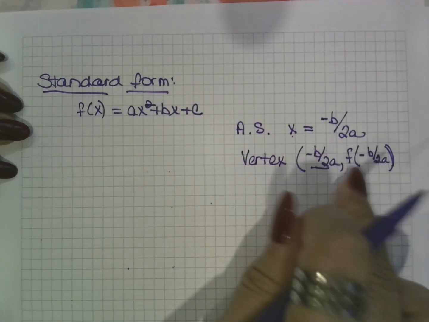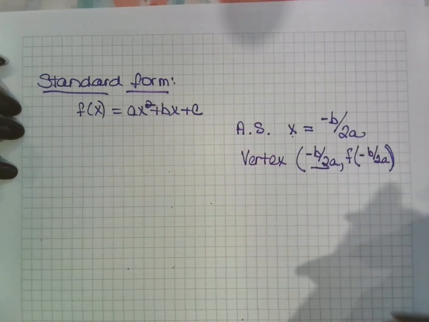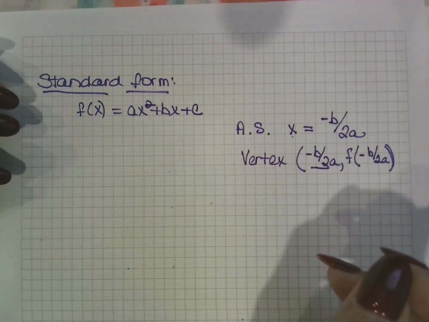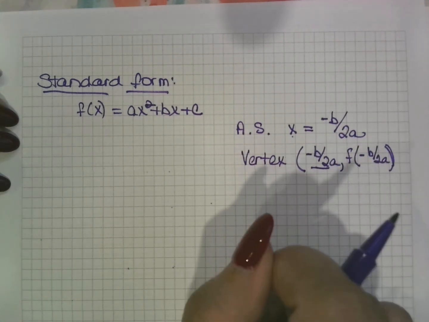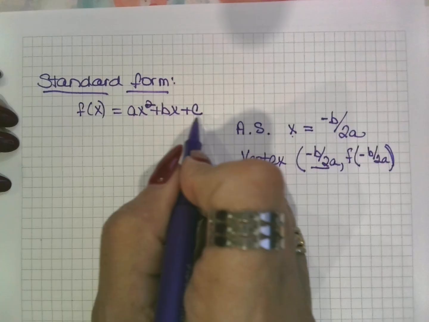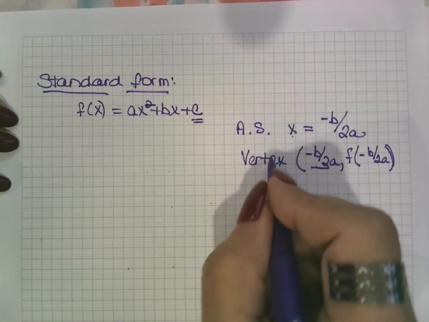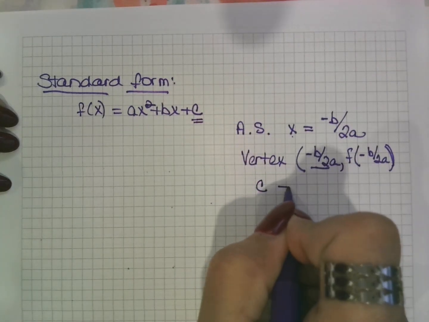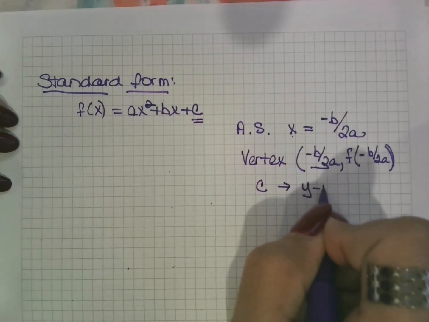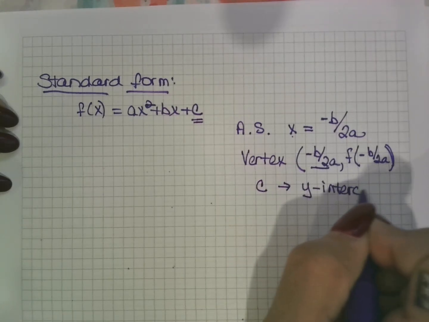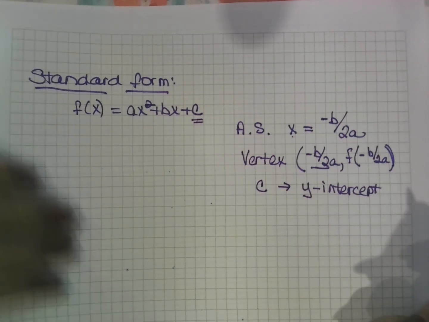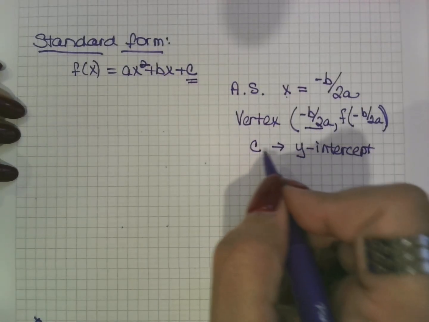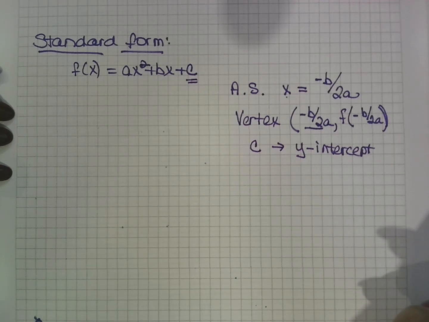Again, don't worry too much about this. I'm going to show it to you and how to do an actual problem. So for now, just take my word for it. And then this C out here is our y-intercept. That is where the function is crossing the y-axis. Okay? So it's going to be at 0, comma, whatever C is.